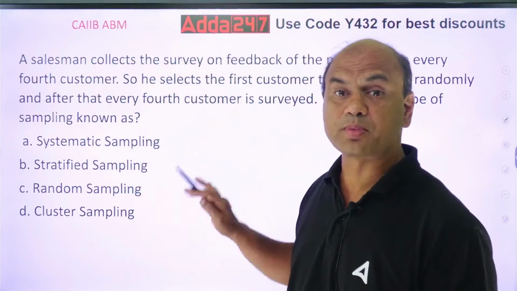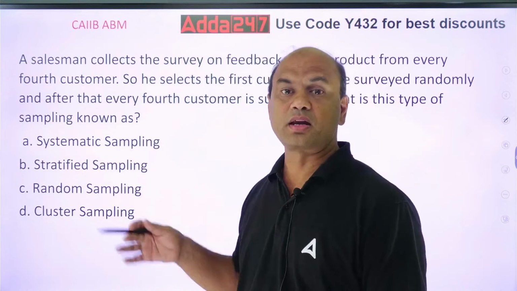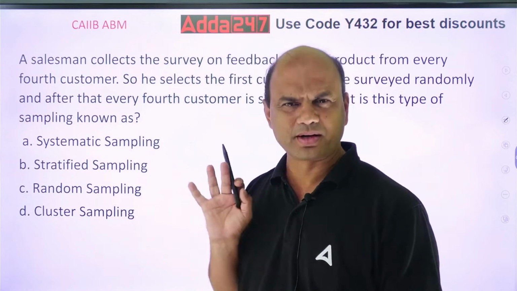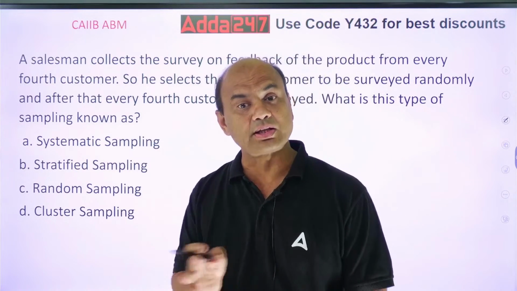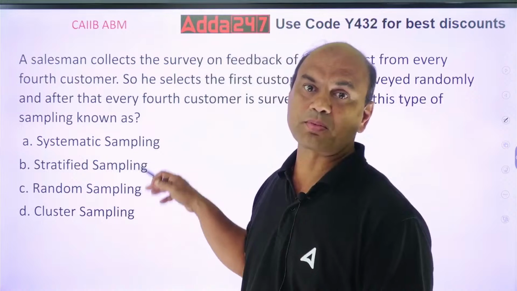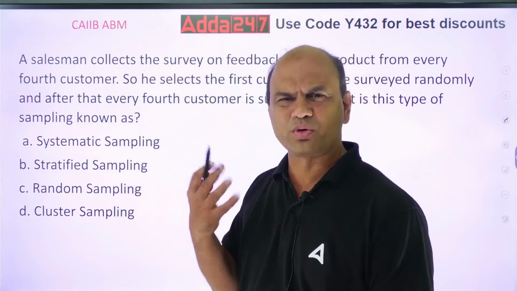These are called probability sampling. There are also non-probability sampling, that is separate. Snowball sampling is there, convenience sampling is there, that we won't touch today. But these 4 are probability sampling. At least 2 of them are asked to you in the exam.